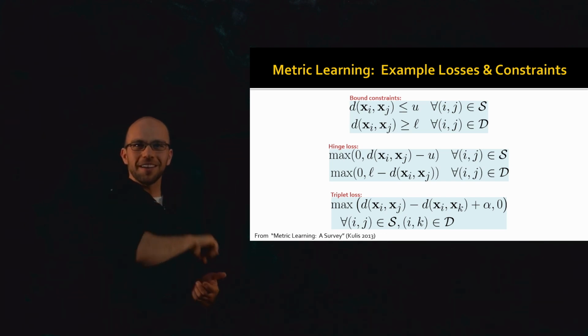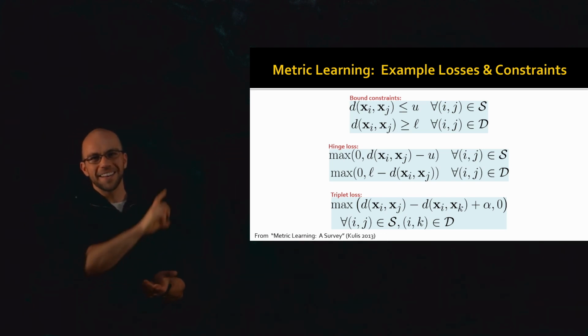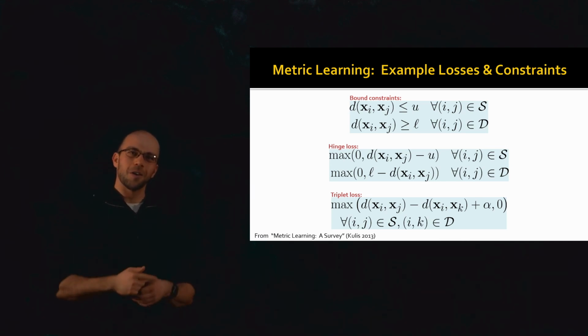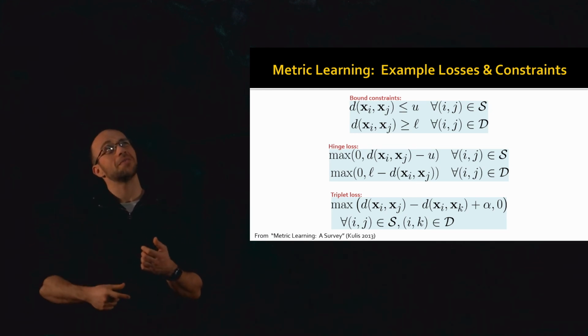There's also a hinge loss version, which says that I'm just going to penalize distances that are big when points should be similar, or I'm going to penalize distances that are small when points should be dissimilar. Hopefully I phrased that correctly.